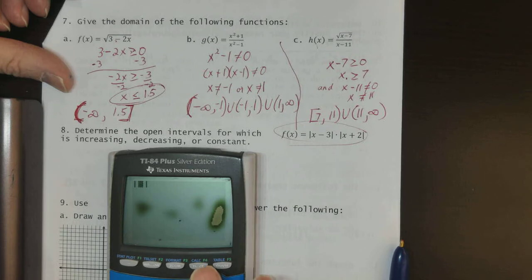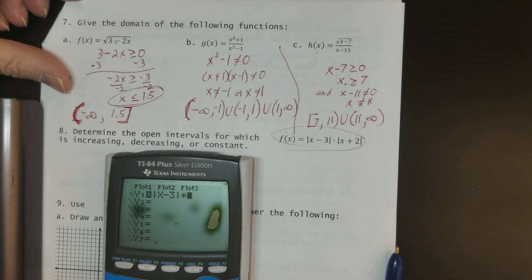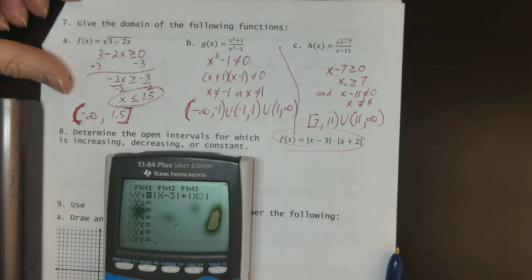Okay, x minus 3. Oops, I want y equals. Oh, guess what? I got it. I'm going to clear it just so you can see it put in. And oh, there's the greatest integer function too. Math, over to the num, the ABS. Let's do x minus 3 times math, num, ABS, x plus 2.